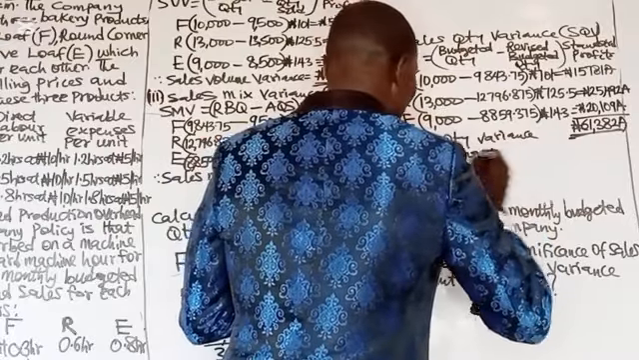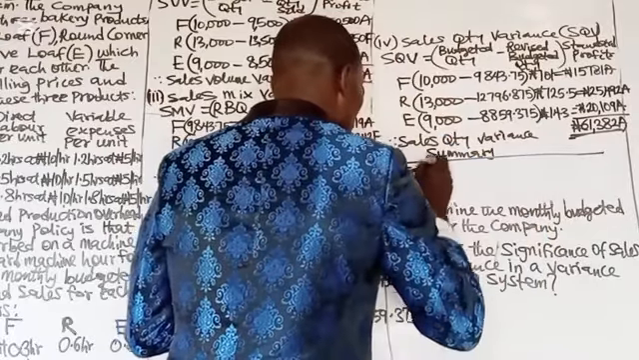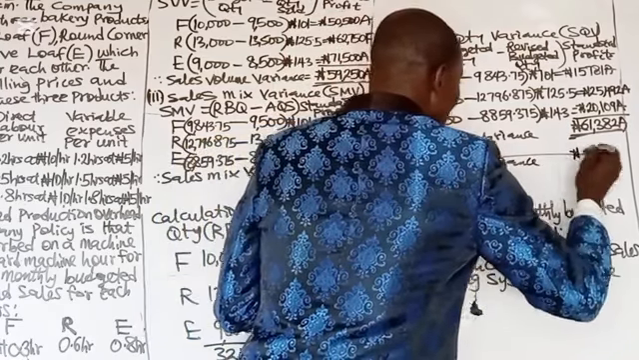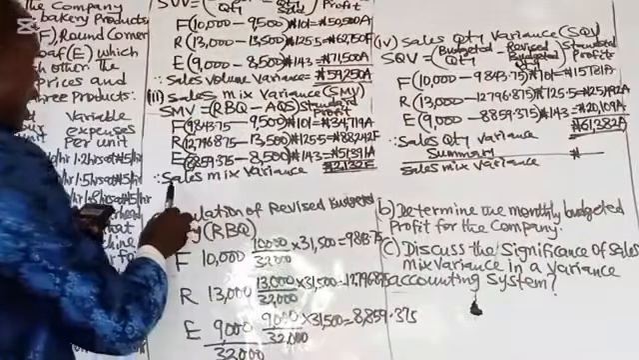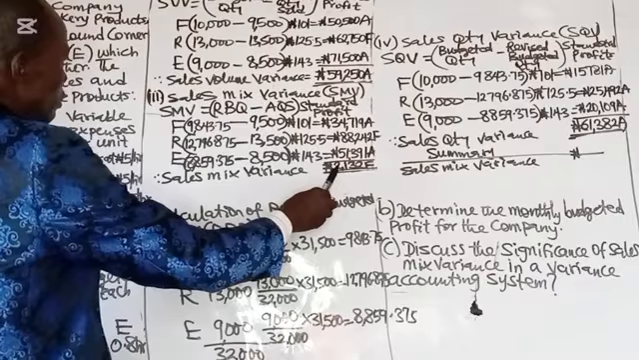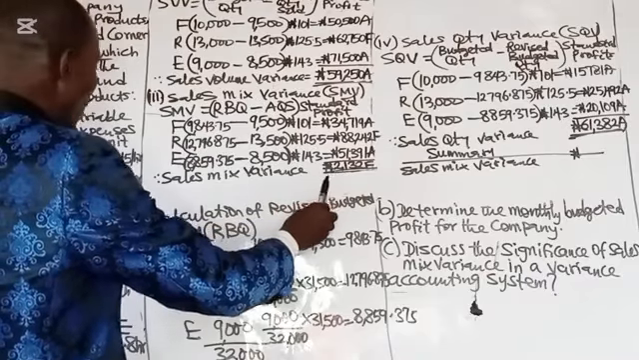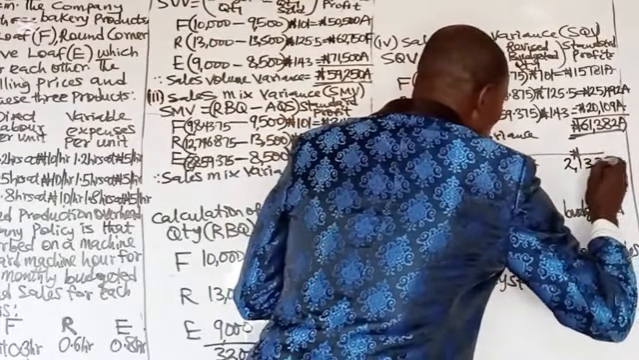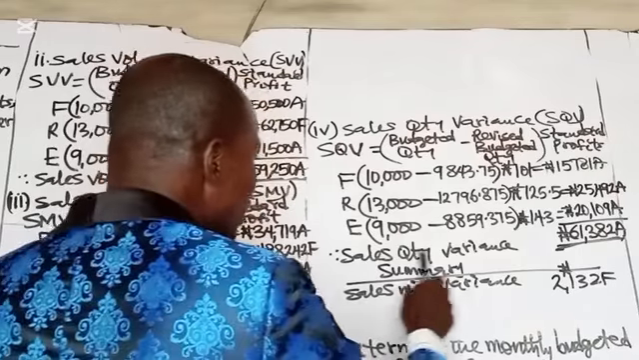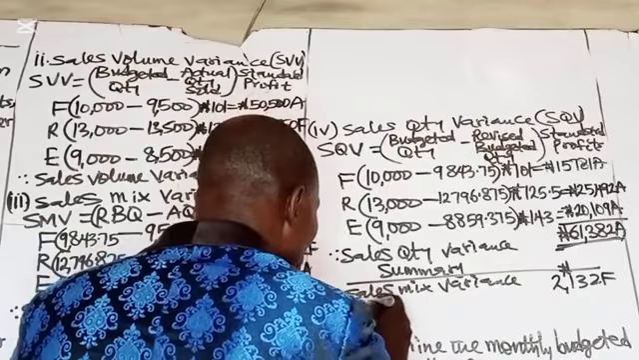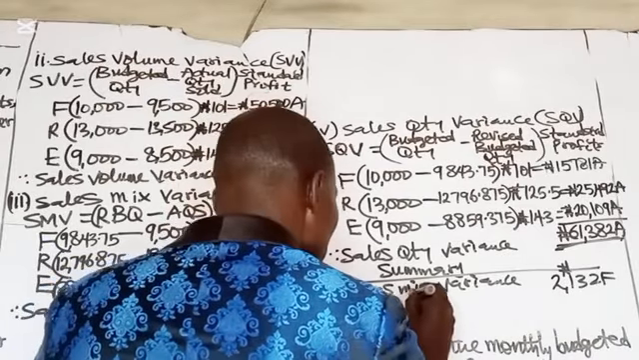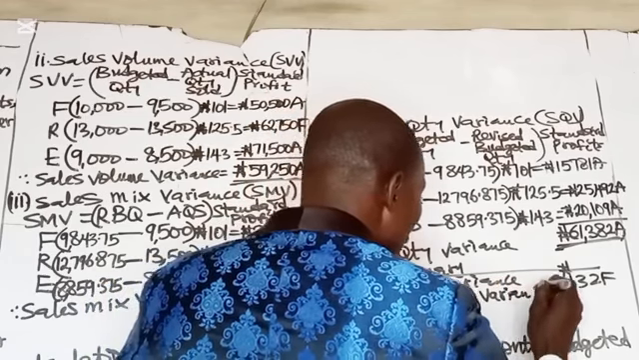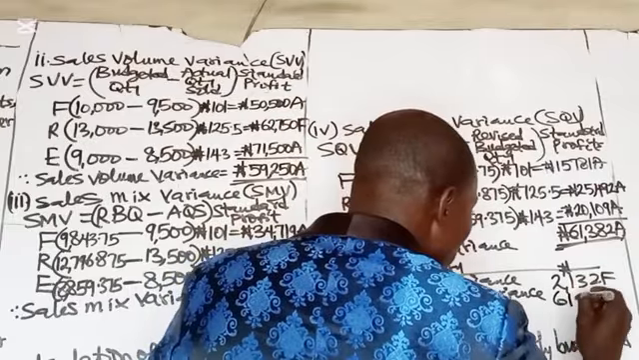give you the sales volume variance. Let's have the summary. Our sales mix variance is 2,132 favorable. Then we also have sales quantity variance, an adverse variance of 61,382.